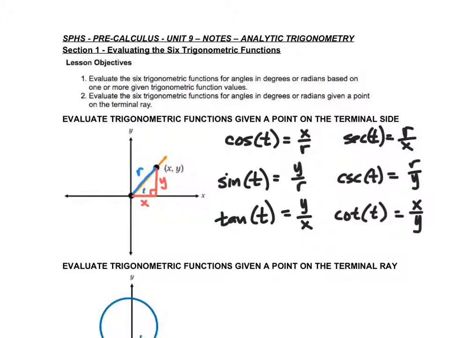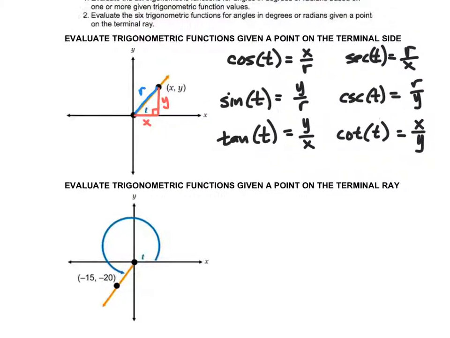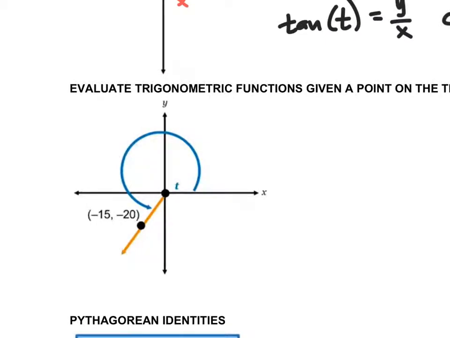So what I want to do is take a look at something and say, all right, well, what if it's not over here? What's going on over here? And I wanted to find all trigonometric functions given this point on my graph. Angle T is this big angle here, that is more than 180 degrees. And we have this point, negative 15, negative 20.